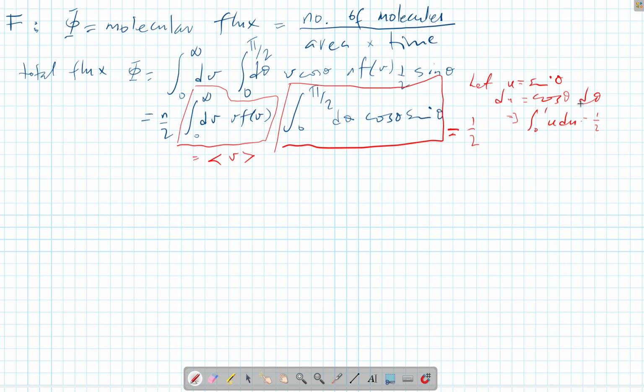So putting in these results, we can conclude that the molecular flux is going to be 1 divided by 4 times n, the number density, times the average speed of molecules, right? So this is F, A, B, C, D, E, F. F is done, the molecular flux, right?